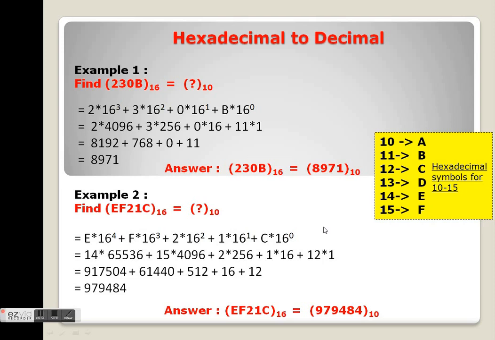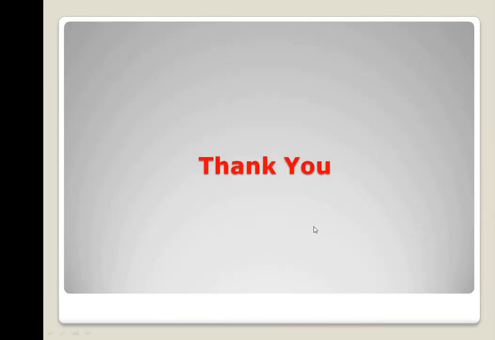In this case, we want to find out the decimal equivalent of the number EF21C, and the result we obtain in this case is 979484. Students, this is the end of the first part of lecture number 4.